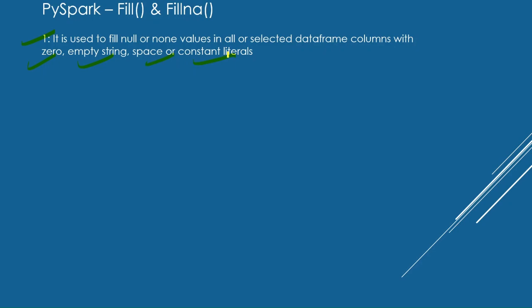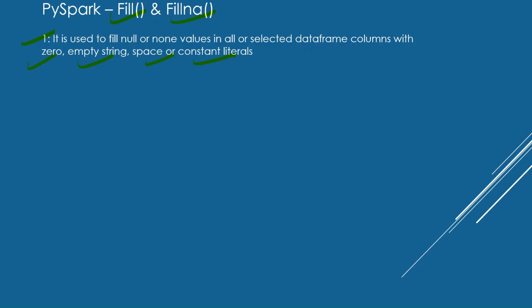So suppose we have a data frame. It may be possible that whenever we work in a real project, all the column values are not populated well. Some rows have empty or null values in a column, and if you want to fill those null values in a column with a particular thing like empty string, space, constant literals or zero at once, you can do this task with the help of fillna and fill.